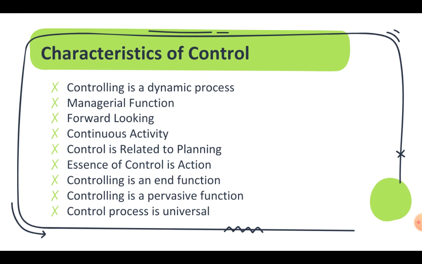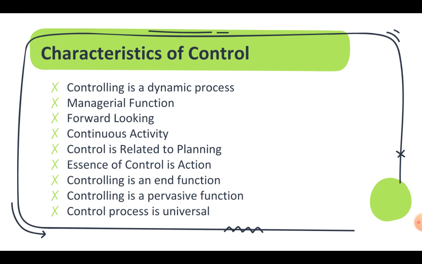And the eighth characteristic is that controlling is a pervasive function. Pervasive means it is in every aspect or every level of management. It's something that pervades, something that cannot be left out from any level of management. So all management levels are required to have controlling, no matter which level, low level, middle level, or top level. Every level will require some amount of controlling.